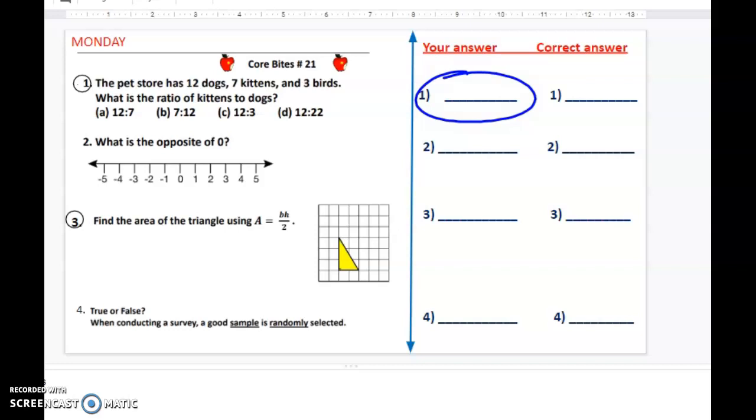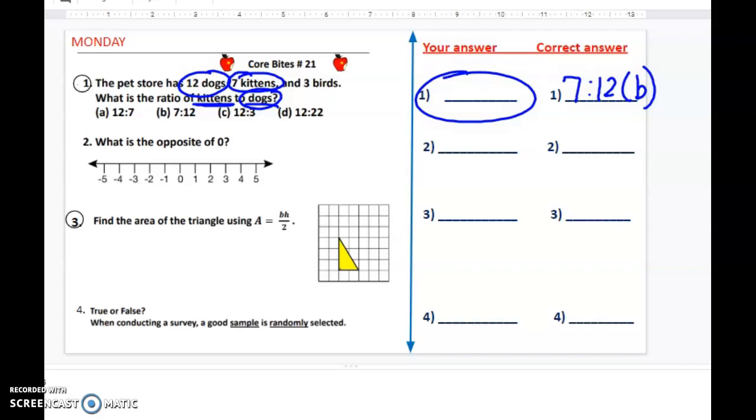Now that you have answered number 1, let's go ahead and check your answer. The question was, what is the ratio of kittens to dogs? Notice that kittens is mentioned first in that question, which means when we write our answer, we would need to write the number of kittens, which is 7, to the number of dogs, which is 12. So the correct answer is B. Make sure you have the correct answer in the blank.